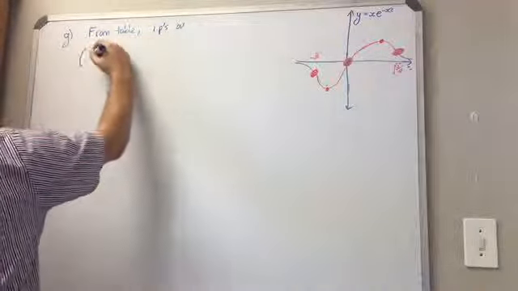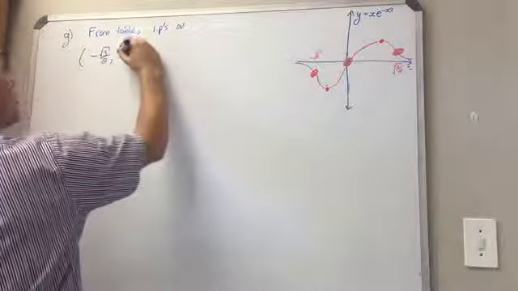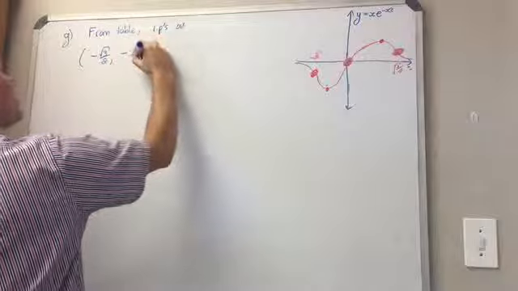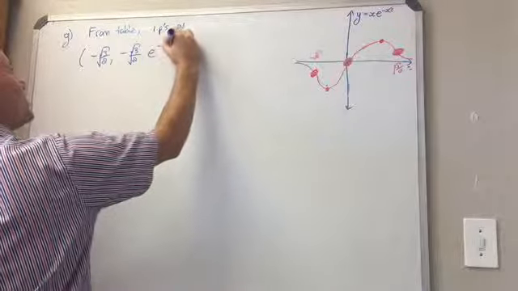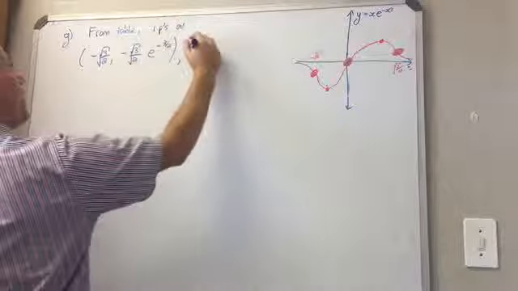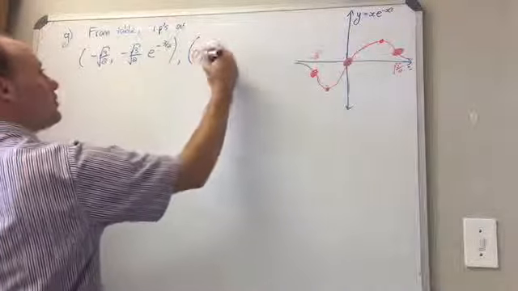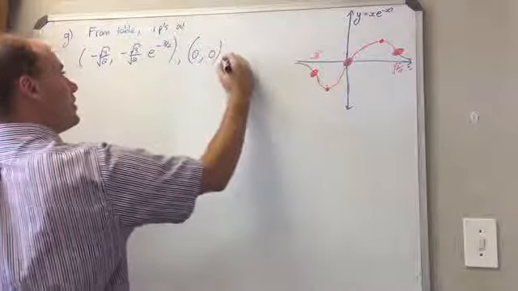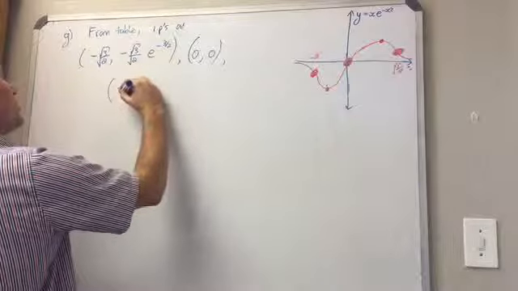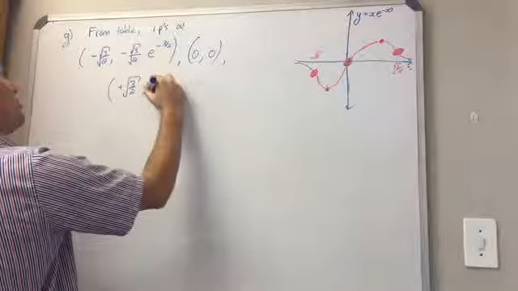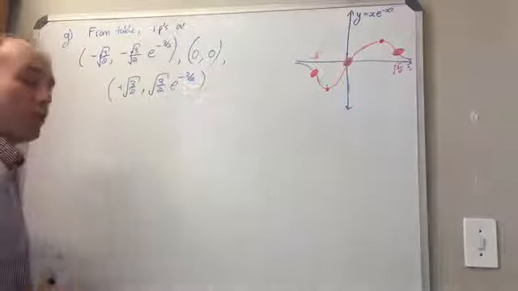So the inflection points are at minus root 3 over 2. And I sub in minus root 3 over 2 into the formula for the function. I get minus root 3 over 2 times e to the power of minus 3 over 2. I can also have an inflection point at 0. So I sub in 0 into the formula for the function, and I get 0. And then I get an inflection point over here as well, which is plus root 3 over 2, comma, root 3 over 2 times e to the minus 3 over 2. I sub that into the formula for the function.